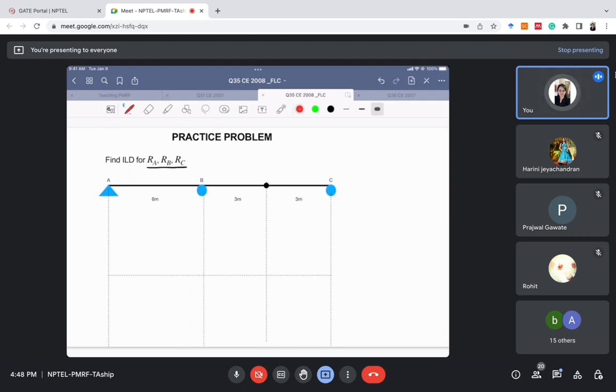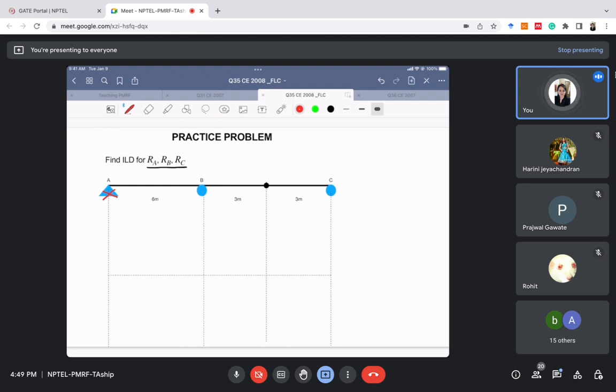Now, how to draw the ILD for member RA using the Muller-Breslau principle. For drawing the ILD for RA, we will remove RA. That is, we will remove this vertical restraint. Only the vertical restraint we will remove from point A. Suppose this support is not at all here.